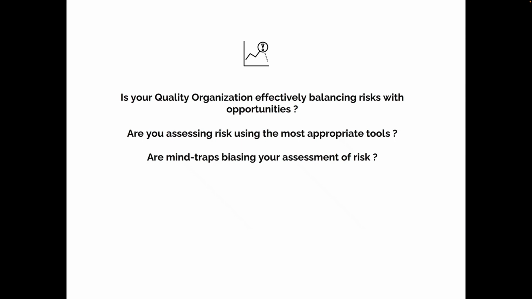Now, this slide covers some of the questions we'll hopefully answer over the next couple of sessions. Is your quality organization effectively balancing the risks with these potential opportunities? Are you using the right tools? And we'll cover a few tools in the next few slides. And really, are you biased in terms of your ability to adequately assess risk in the organizational changes you're making or the products you're developing?